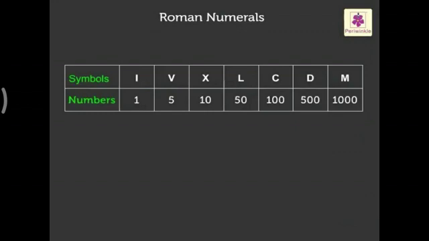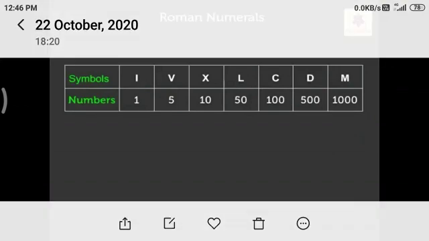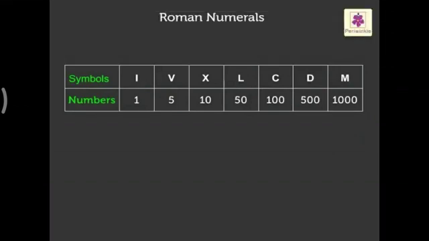We have symbols for the numbers. 1 can be written with the symbol I. For the number 5, V. For the number 10, X. For the number 50, L. For the number 100, C. For the number 500, D. And for 1000, we represent it by M.